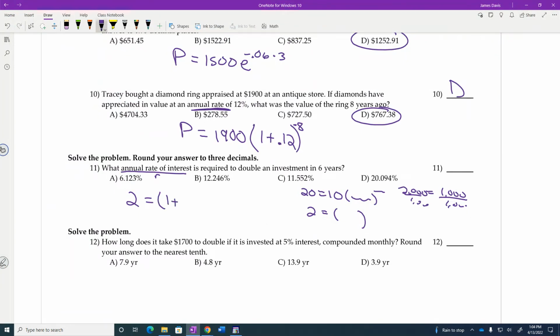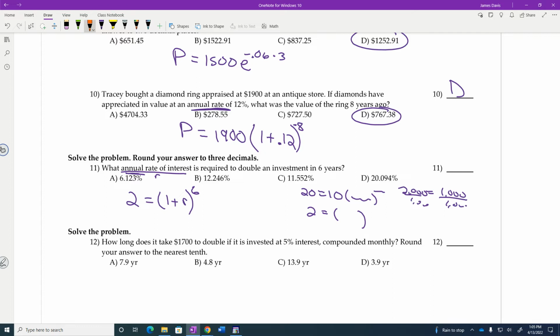1 plus our rate, which we don't know, that's what we're trying to find. It is an annual rate, so that means n is 1. So it's like r over 1 or just r, for the n, which again is 1, times t. T is 6. So 2, because we're doubling it, equals 1 plus r to the 6. Now this is where we got to do some work. All the other ones, just plug it into your calculator. What do we do to solve this?